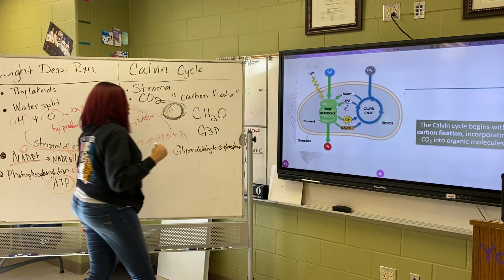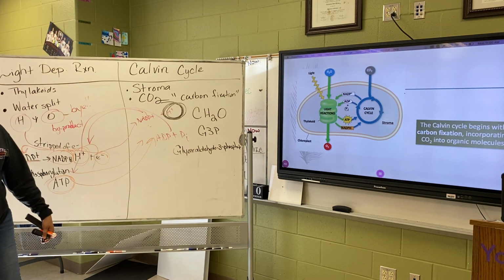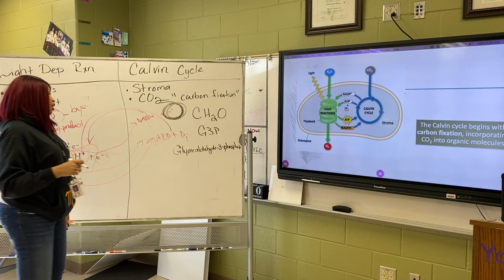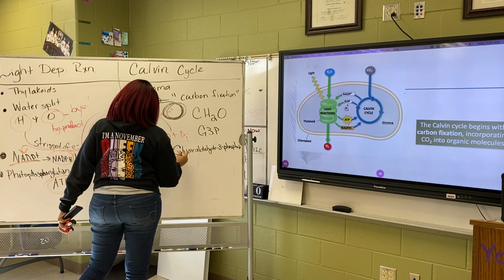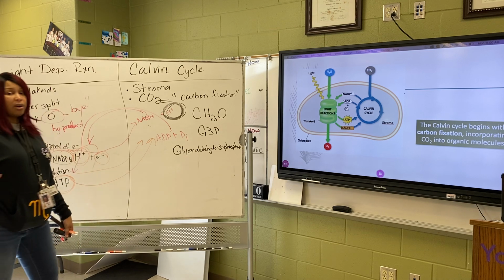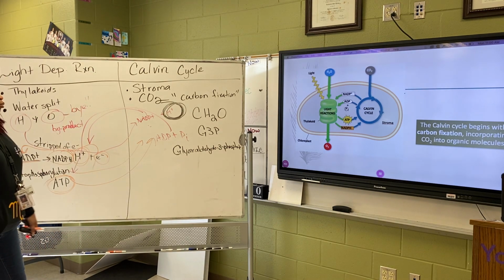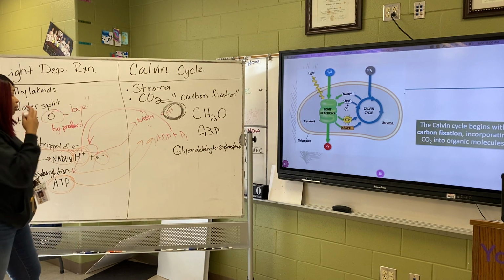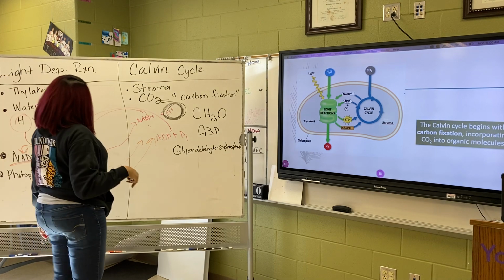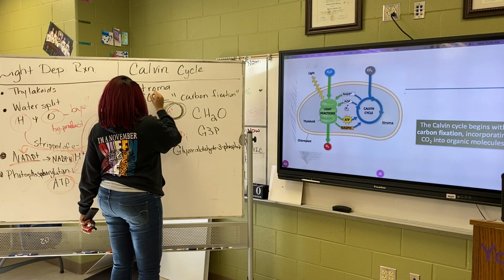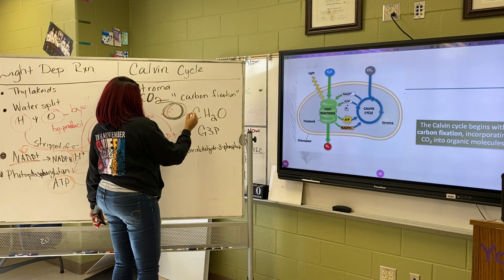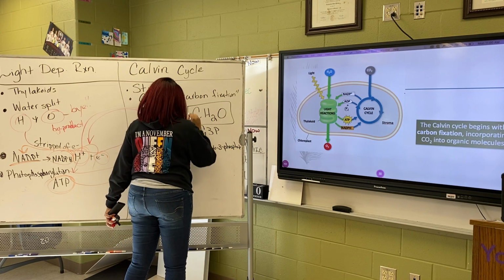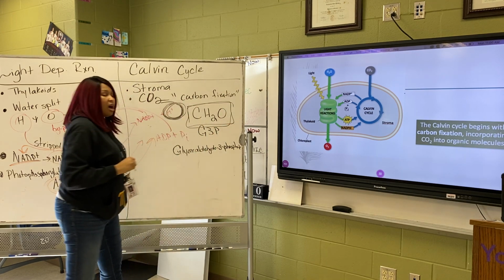Okay, glyceraldehyde 3-phosphate. That's a 3-carbon sugar. All right, and remember, glucose is a 6-carbon sugar, so it takes 2 glyceraldehyde 3-phosphates to make 1 glucose molecule. Now, once carbon has undergone fixation and the sugar is created, how did that happen?